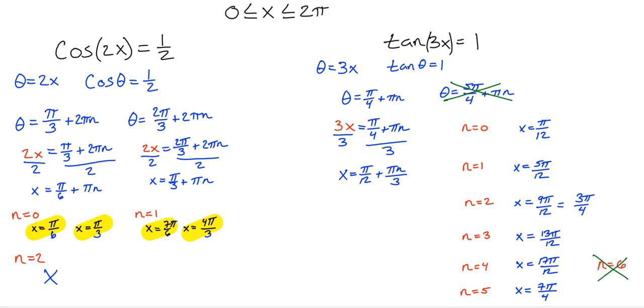So my possible solutions for x, for the tangent of 3x equals 1, are going to be pi over 12, 5 pi over 12, 3 pi over 4, 13 pi over 12, 17 pi over 12, and 7 pi over 4.